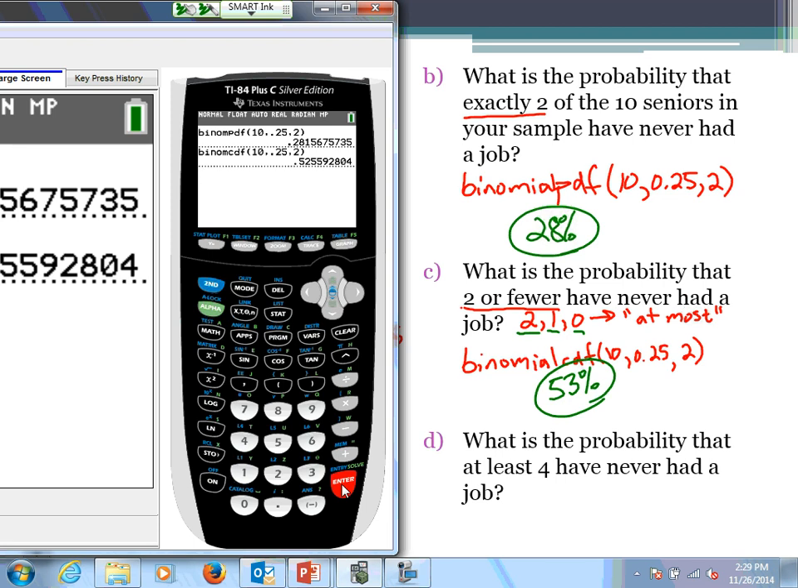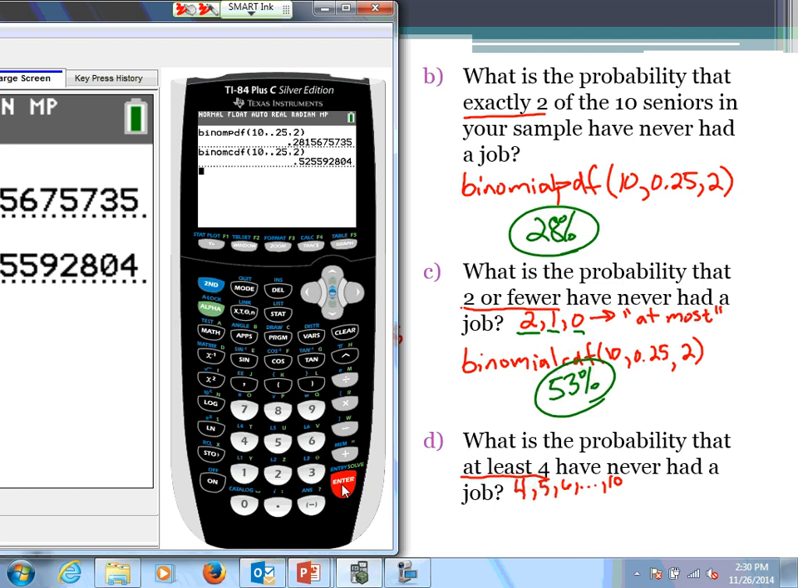Now, one more type of problem we want to be aware of as we deal with this binomial setting is this last type. So this says, what is the probability that at least 4 have never had a job? Now, again, look at the wording that we have available to us here. It says at least 4. So let's again think about, what are all the numbers that would satisfy this statement? So at least 4. It could be 4, 5, 6, all the way up to 10.